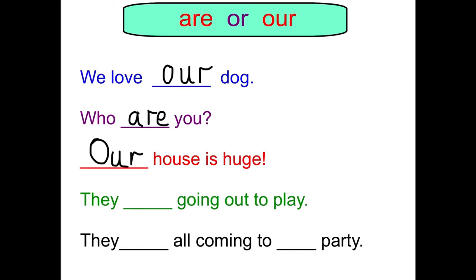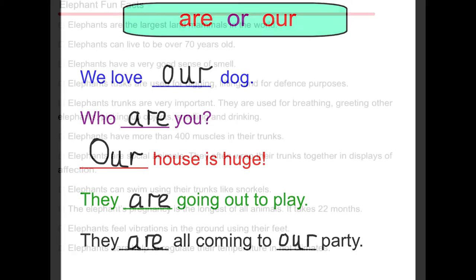They are going out to play. They are all coming to our party. So the first one is A-R-E, but the second one is O-U-R. They are all coming to our party. So if you got the spelling one wrong, just cross it out and put the correct one above it. There's no need to write out anything again.